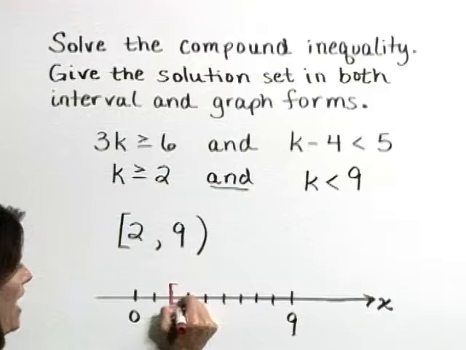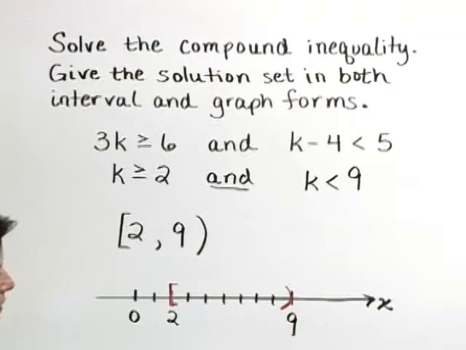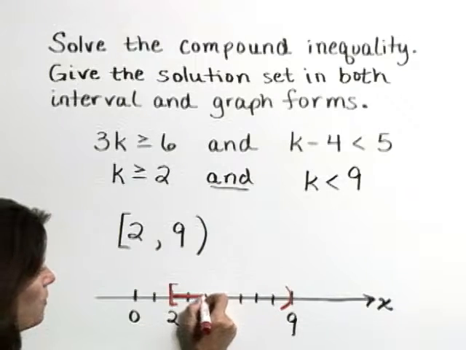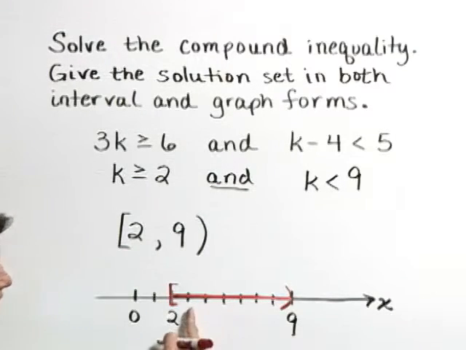That means a bracket on the 2, a parenthesis on the 9. The 2 is included, the 9 is not. Let's bold those values in between, indicating that they are part of the solution as well.